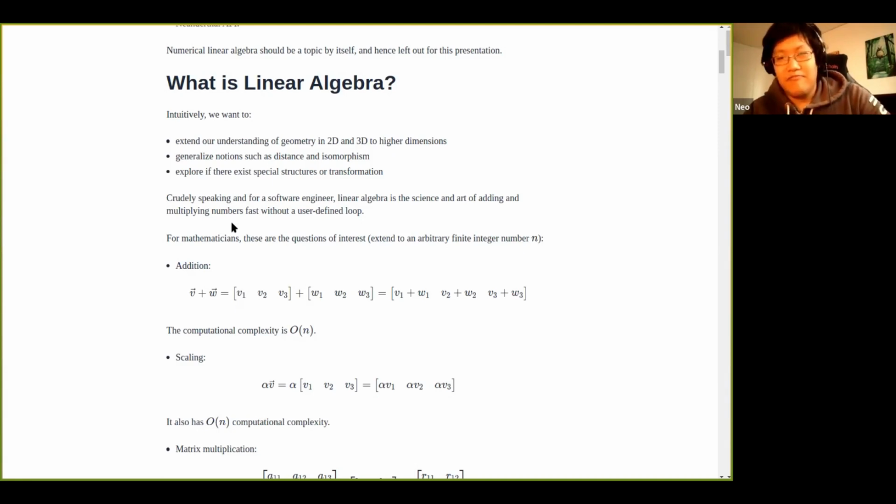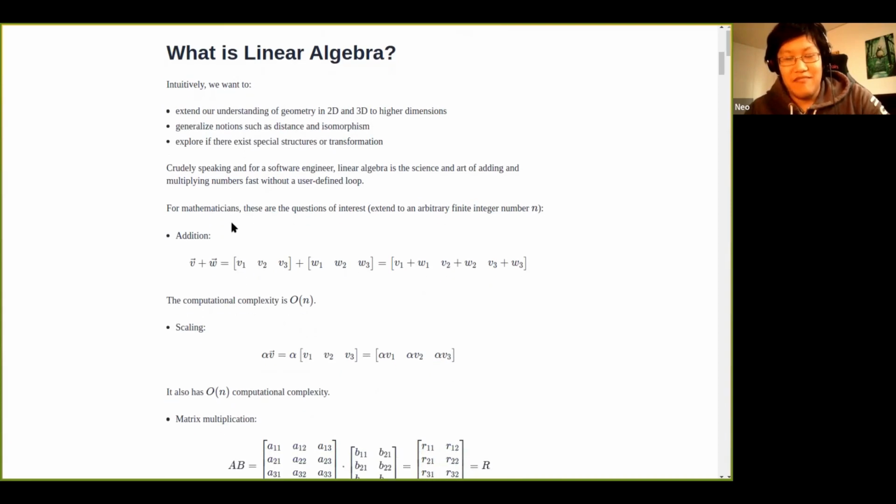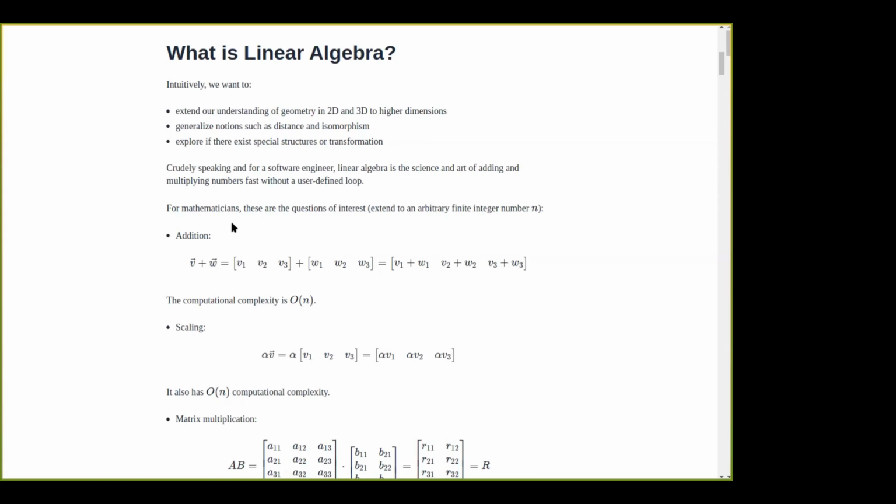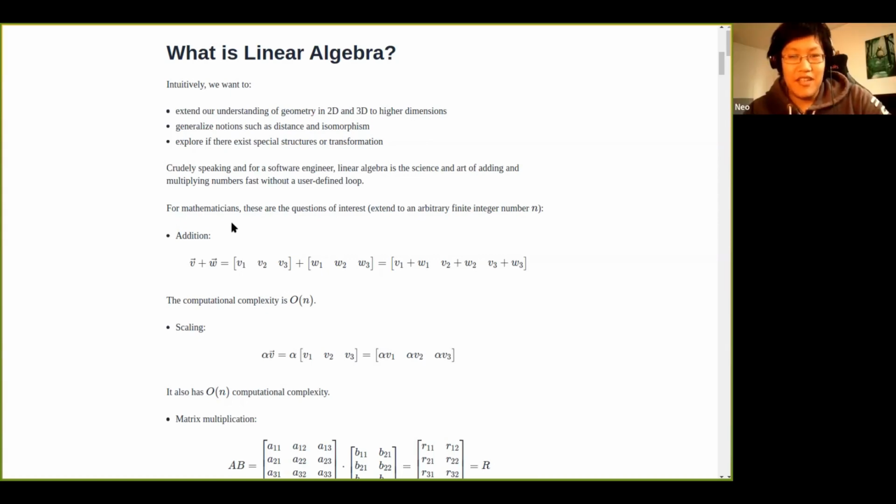As I said, as software engineers, we're more interested in practice. And if I had to describe this in simple words, linear algebra is the science of adding and multiplying numbers really fast and without any for loops, at least user-defined for loops.